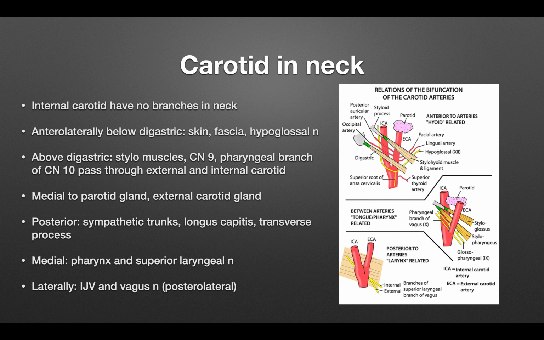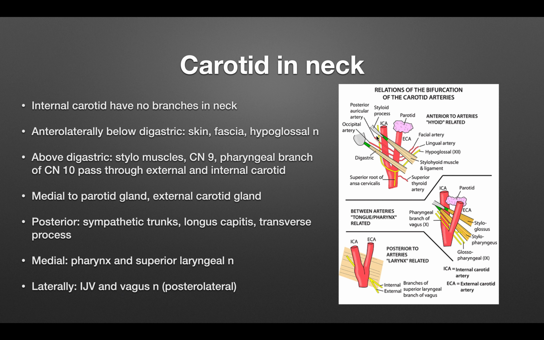So the carotid in the neck, the internal carotid, has no branches in the neck, so it's a little bit easier to identify. And it lies below the digastric, I want to say posterior to the digastrics, and it lies medial to the parotid gland in the cheek, along with the external carotid.